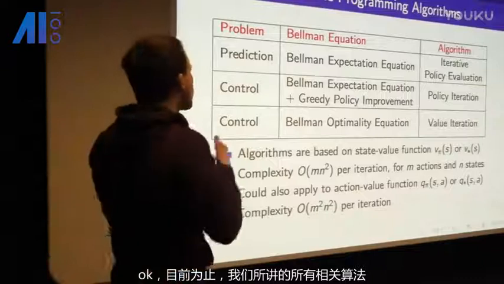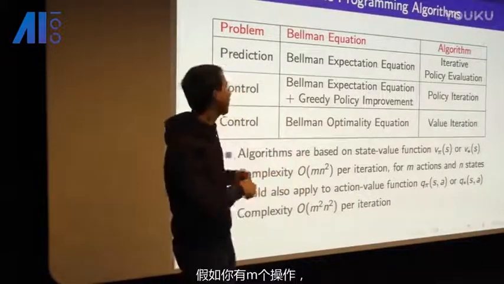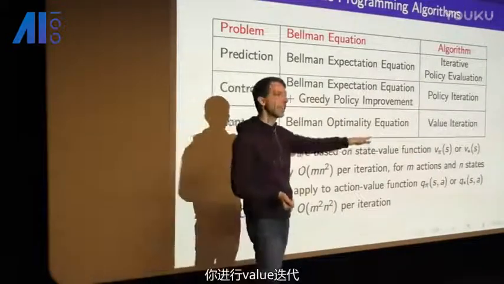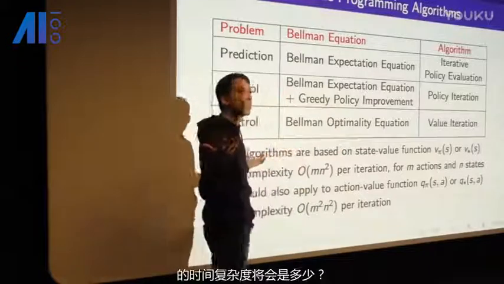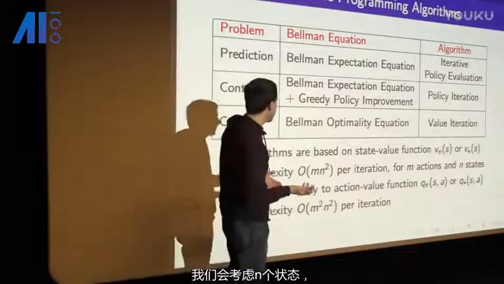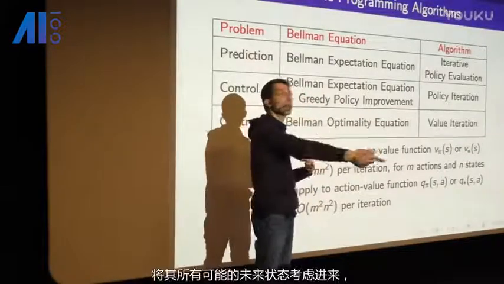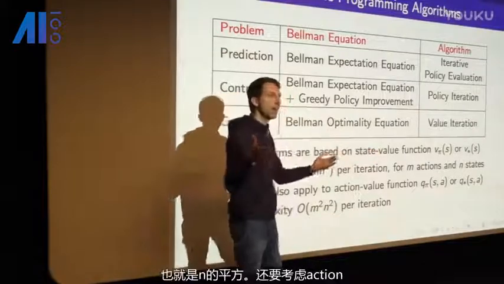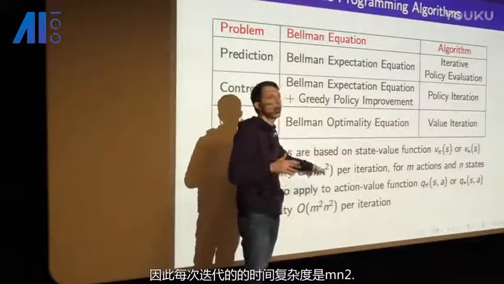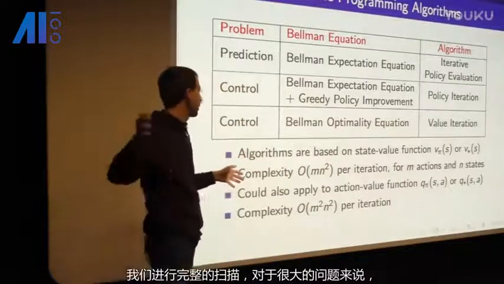Okay, so all of these algorithms so far have been based on state value functions. So the complexity of doing this with state value functions, if you have m actions and n states, what's the complexity? How much does it cost to do value iteration? Well, for each iteration, we're considering n states, and for each state we're considering n possible successor states, so that gives us n squared complexity, and then there's m actions, so every iteration is order mn squared in cost for synchronous value iteration when you do a complete sweep.